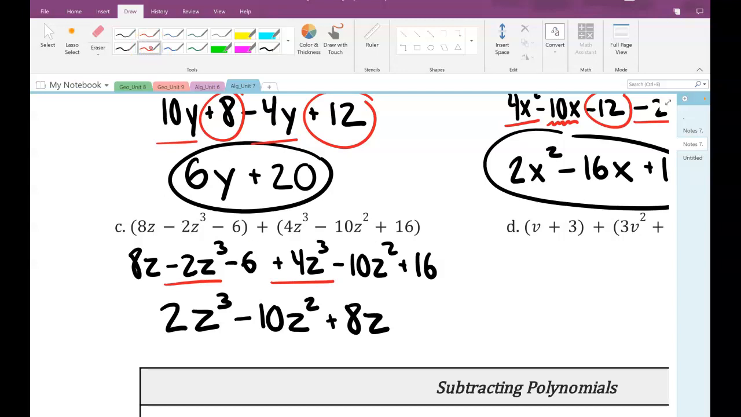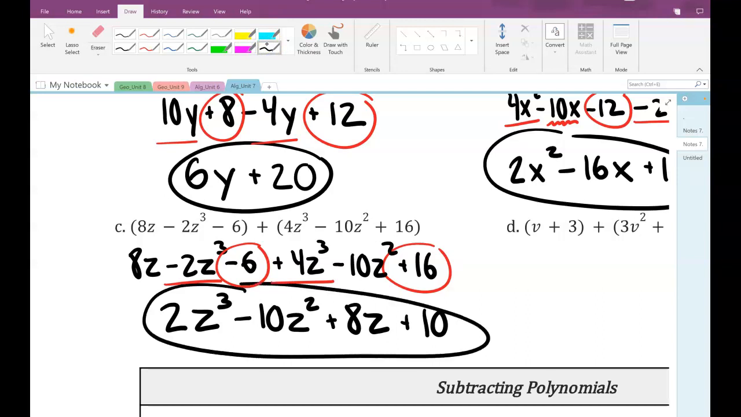And then finally, adding my constants together, negative 6 and positive 16 will give you, all of us, not just me, positive 10. So here's your final answer. This would be, we call it a quartic. That's the word for 4 terms, a quartic polynomial, degree 3 with a leading coefficient of 2.